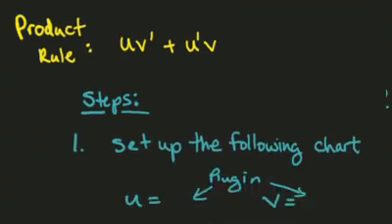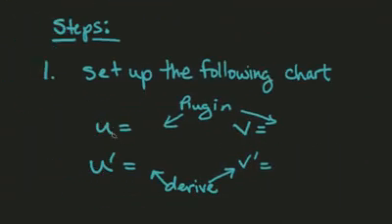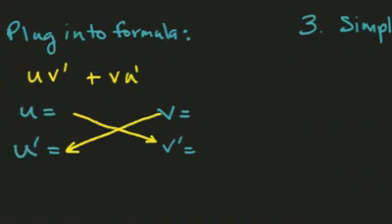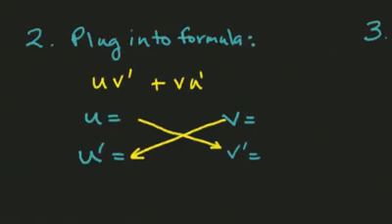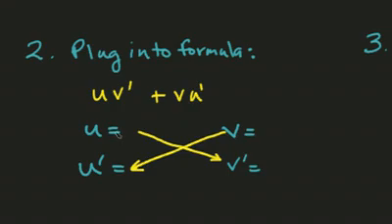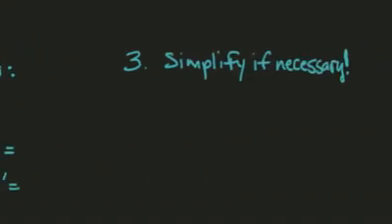Alright, so what are the steps? Well, I would set up this chart here in which you assign u one expression, v the other expression, you plug in, and then you derive u to get u prime and you derive v to get v prime. If you successfully complete this table, the formula turns out making this little X shape. Okay, so it's u v prime plus, don't forget the plus, v u prime. And then at the very end, simplify if necessary or possible.